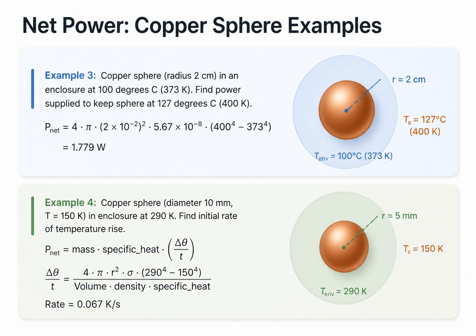Furthermore, if we place a cold 150 Kelvin sphere into a warm 290 Kelvin room, it absorbs net power. By equating this net absorbed power to the thermal formula, mass times specific heat times the rate of temperature change, we find the sphere's temperature initially rises at 0.067 Kelvin per second.